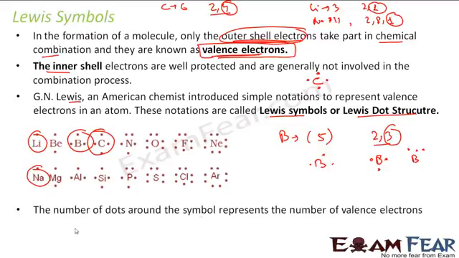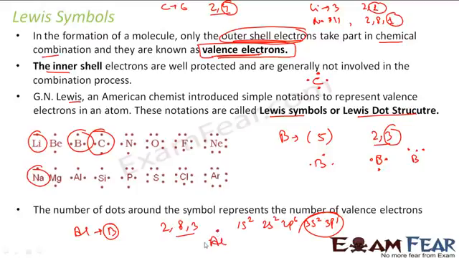For example, aluminium has atomic number 13, right? The electronic configuration is 2 8 3. If you're confused, you can write 1s2, 2s2, 2p6, 3s2, 3p1. This has 3 outermost electrons, right? So write Al for aluminium and put 3 electrons, 3 dots. That's all for aluminium.